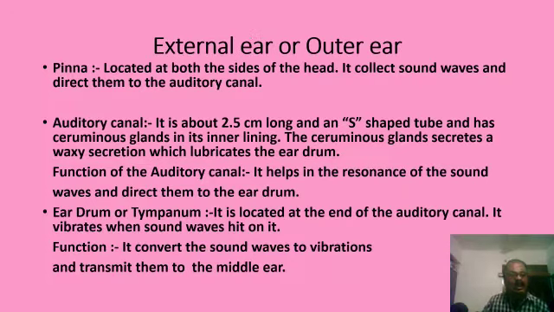First, about the external ear or outer ear. It has three different parts. One is pinna or pinnae, located at both the sides of the head. In human, ear pinna is a vestigial organ. But in other animals like cows and buffaloes, it's not vestigial. It can collect sound waves and direct them to the auditory canal. It can move in other animals, but in human it cannot move. But still we can say that it collects sound waves and directs them to the auditory canal.